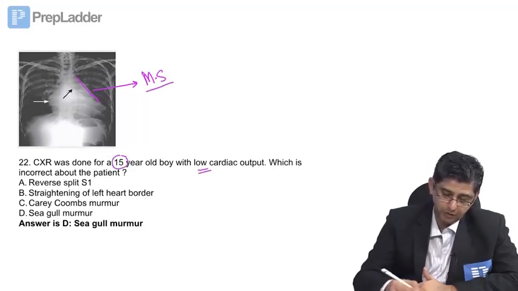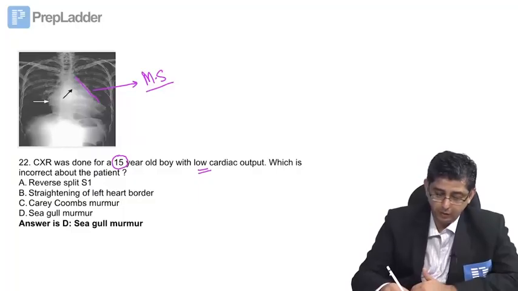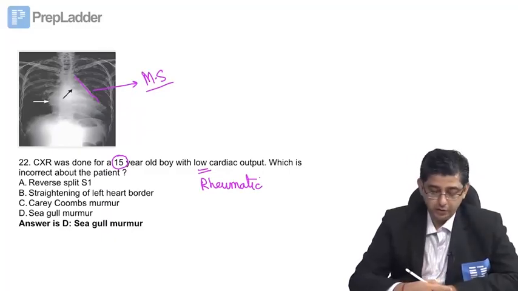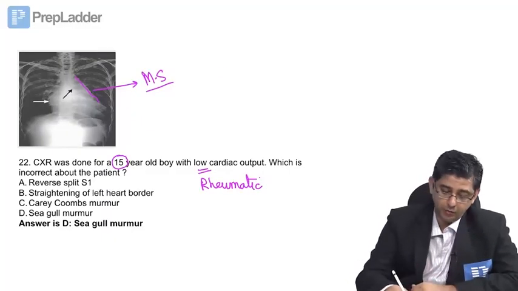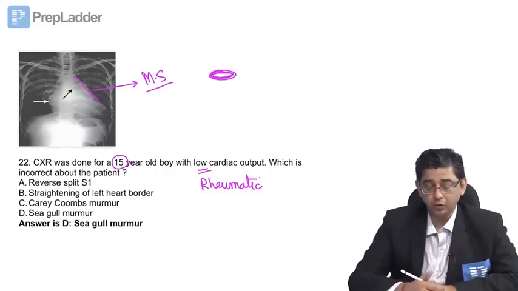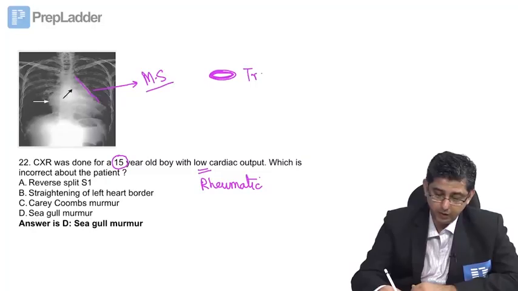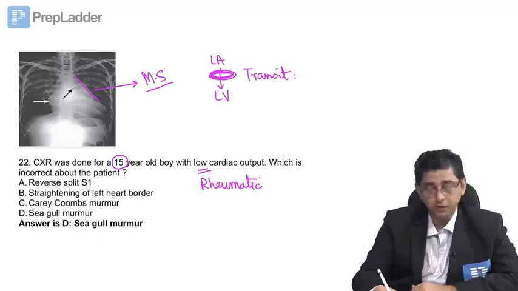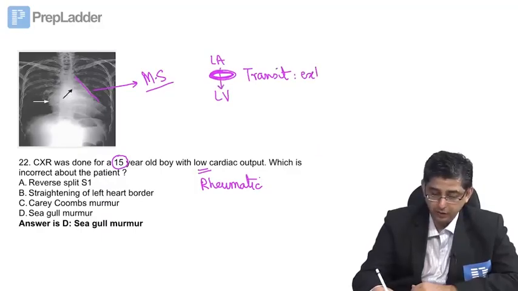then mentioning the age of the patient. This suggests that there could be a rheumatic etiology behind the development of this mitral stenosis in a patient. First option is reverse split S1. You see, in mitral stenosis, as the opening becomes relatively smaller, the blood will take more time to go across. So transit of blood in patients of mitral stenosis from the left atrium to the left ventricle, because the opening is smaller, will always take extra time.